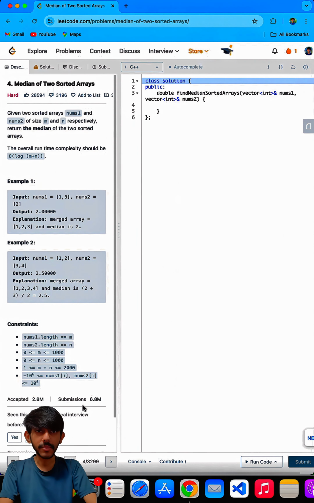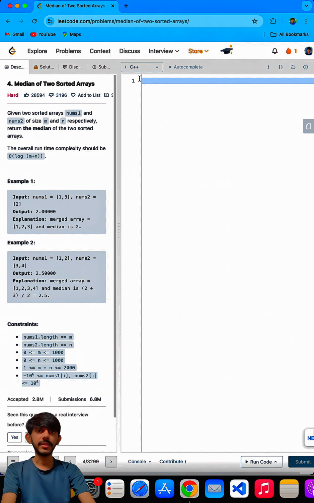As you can see in the problem, I have to find the median of two sorted arrays. The time complexity must be O(log(m+n)), and we can utilize a binary search for that. So here I'm starting with the code.